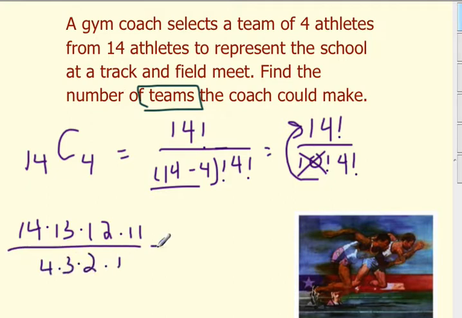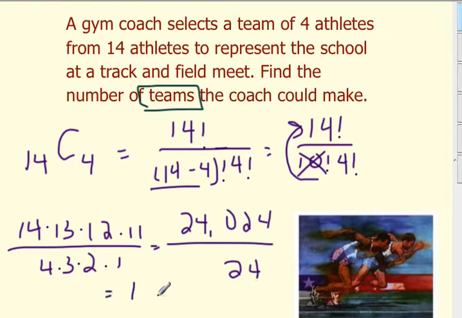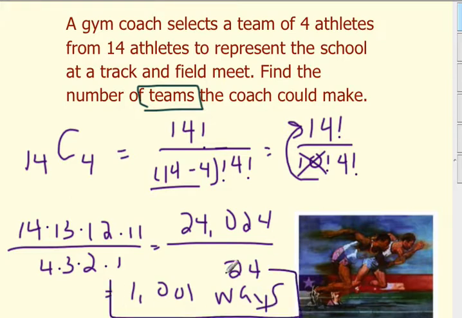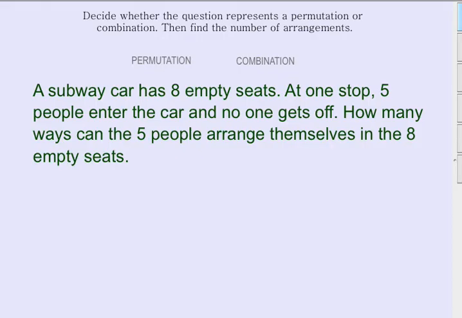Well, when I multiply out 14 times 13 times 12 times 11, I end up getting 24,024. 4 times 3 times 2 times 1 is going to be 24. So I divide that out, and I end up getting 1,001 different ways. So that's the number of ways that you can select your track team.